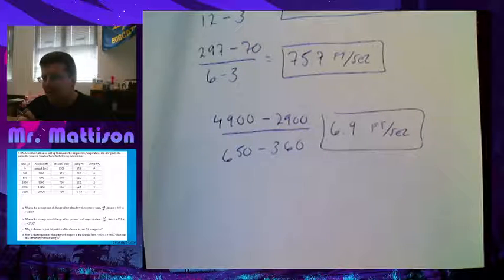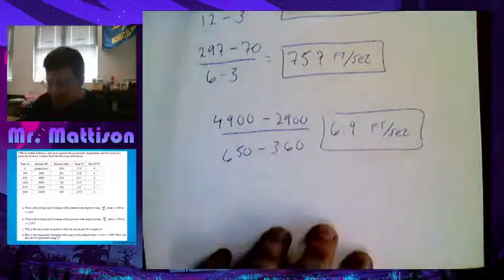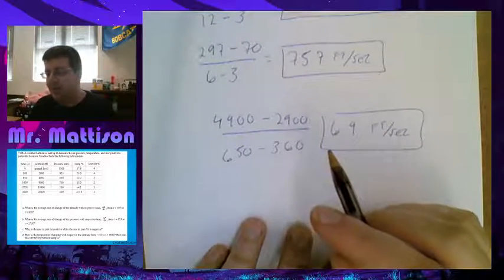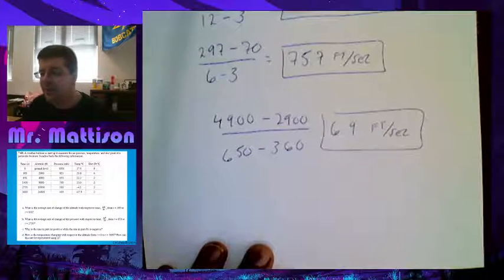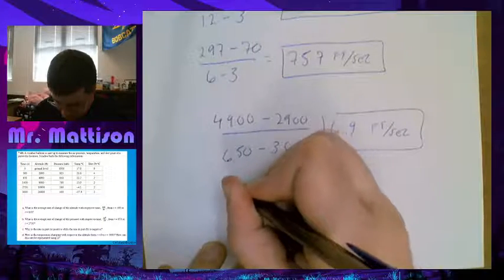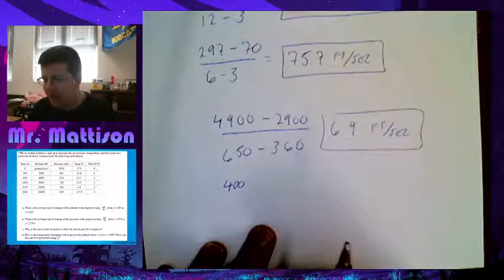Then on B, what's the average rate of change of the pressure with respect to time? So that's my P variable here. My pressure is measured in MB, but that's too small, I can't really see it. So we're doing that one from time 650 to time 2,750. At time 2,750, my pressure is 400, and at time 650, my pressure is 850.